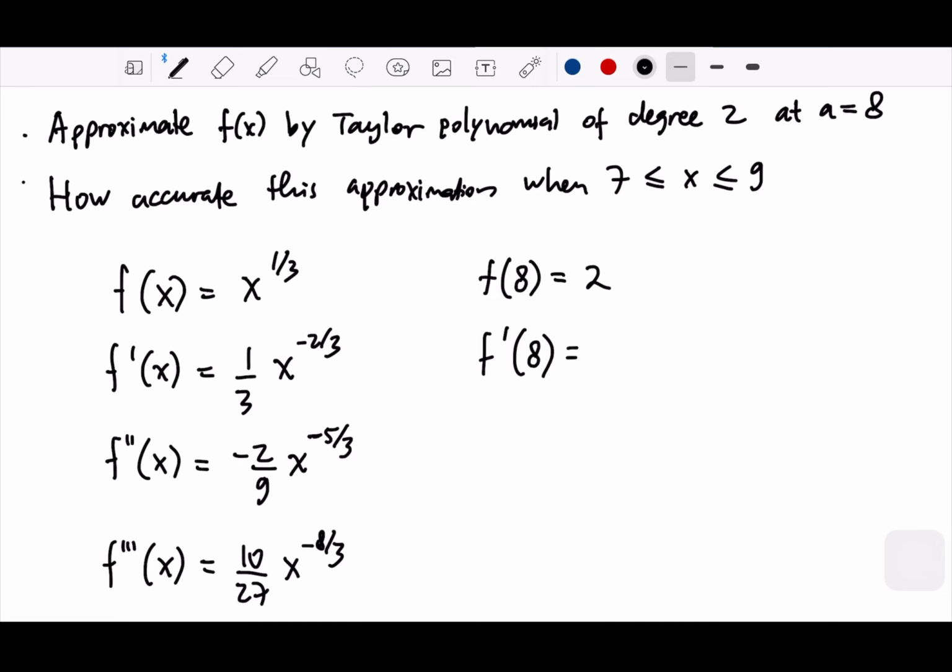So f(8) will be 2, and f'(8) is 1 over 12. And then the other one, f''(8): 64, 32, 1 over 144. 1 over 144.